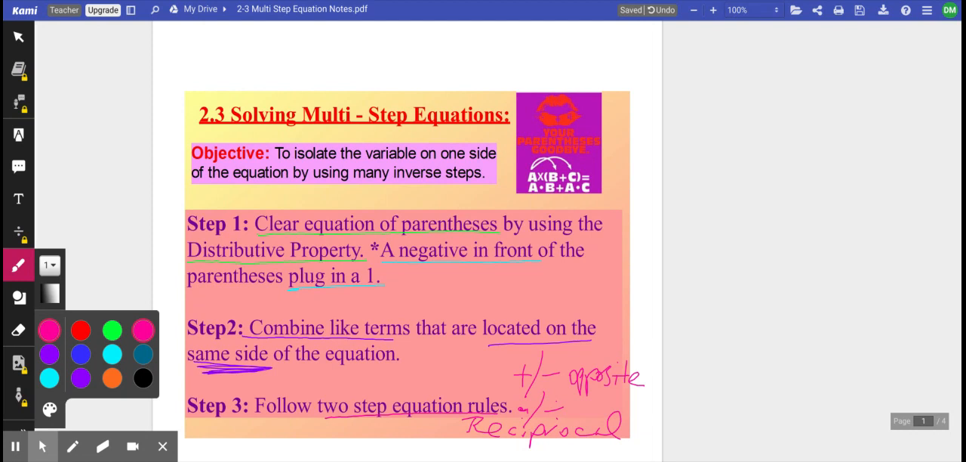If at any time you need to pause the video, you can pause that to work on your notes. We're going to do a couple of examples together. Make sure you are doing these with me and then attaching a photo to this assignment.